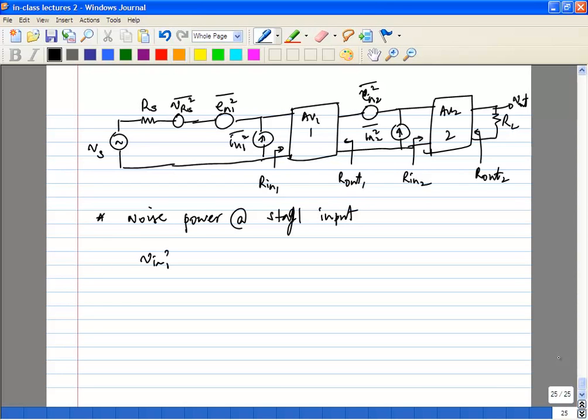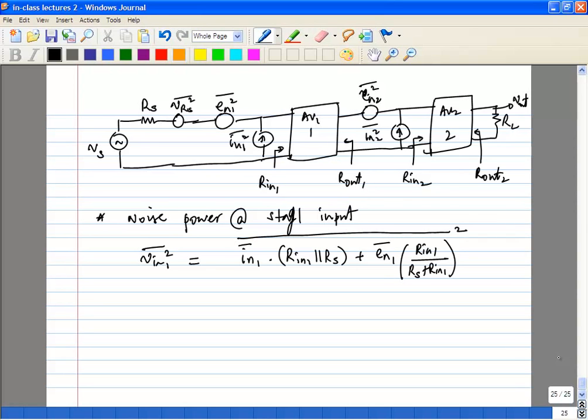So we'll call this Vn1 squared. What components does it have? It's going to have a component from Vrs squared, En1 squared and In1 squared. And remember that in general En1 and In1 can be correlated, so you can't handle them separately. So you're going to have In1 times the noise voltage from In1 plus En1, and you're going to take the square of this. That's in case they are correlated.